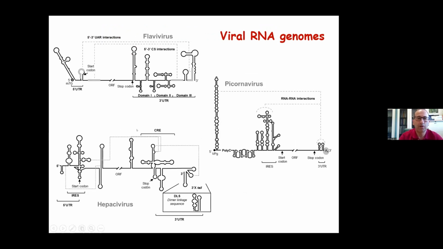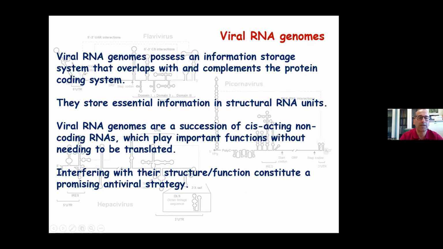So finally, as a take-home message, I would like to say that viral RNA genomes possess an information storage system that overlaps with and complements the protein coding system. They store essential information in structural RNA units. Viral RNA genomes are a succession of cis-acting non-coding RNAs which play important functions without needing to be translated. And so interfering with their structure, and therefore with their function, may constitute a promising antiviral strategy.